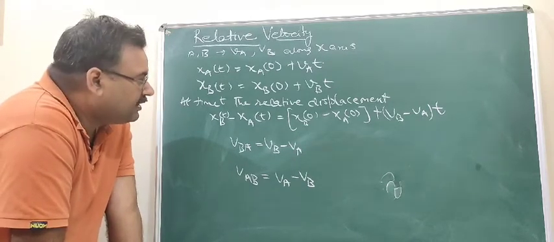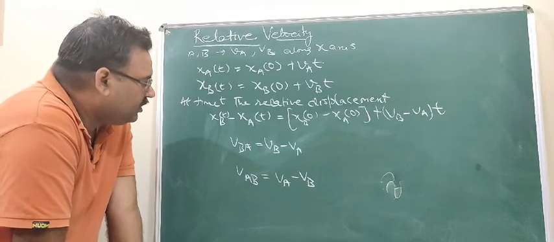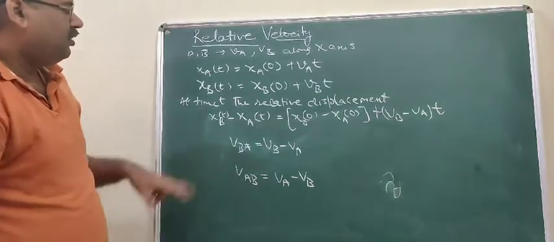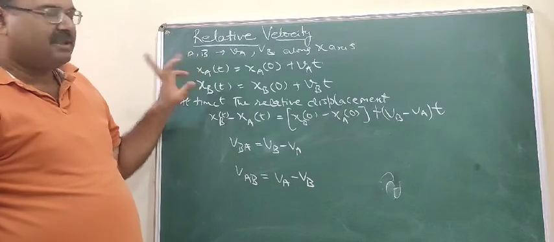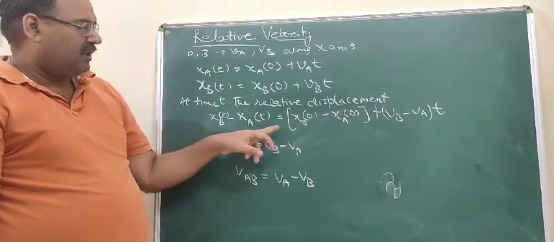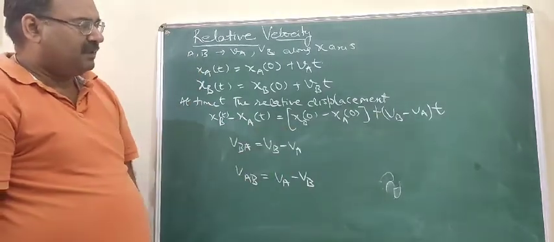We have to find out the relative displacement after the time t. So what we will do? We will subtract x_A t from x_B t. तो सॉल्व किया तो हमारे पास क्या बचा? v_B minus v_A t.